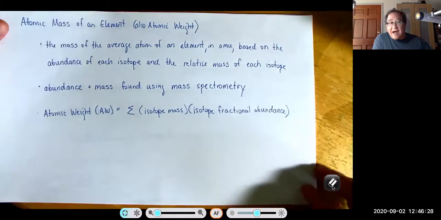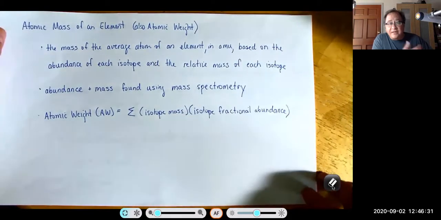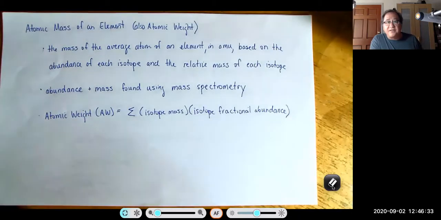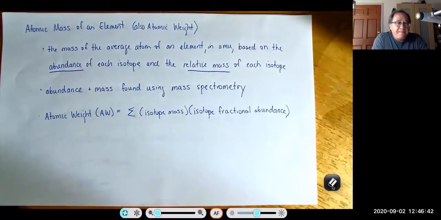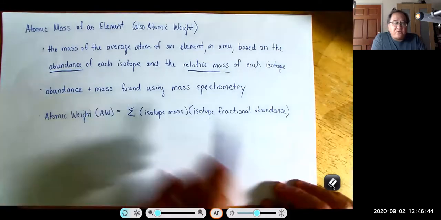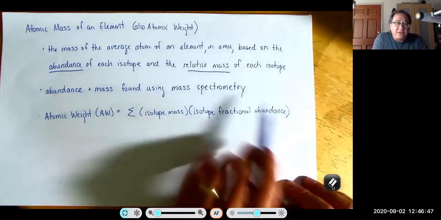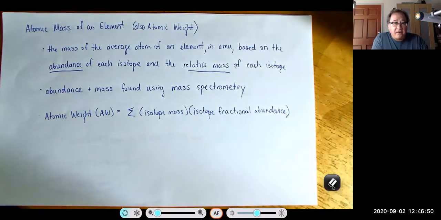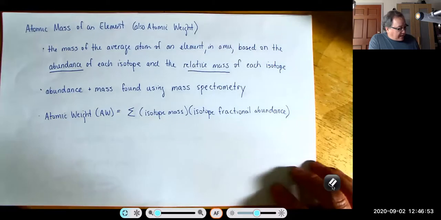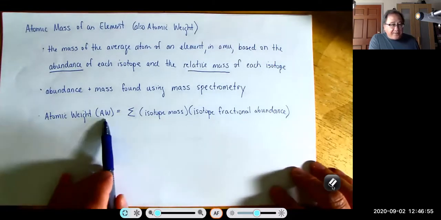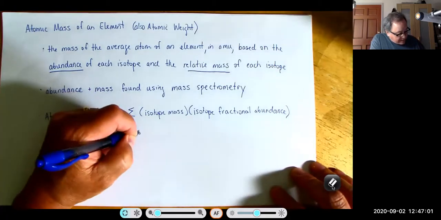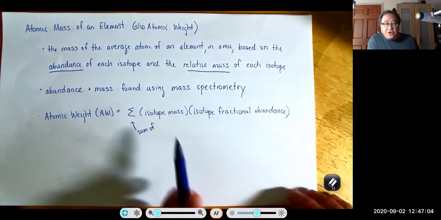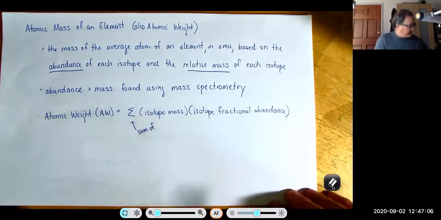This is the mass of your average atom of an element, in amu, based on the abundance of each isotope and the relative mass of each isotope. So that means you need the relative mass of each isotope and you need the abundance to be able to do this. The abundance and mass are found using mass spectrometry, and we'll be talking a little bit more about mass spectrometry in a lab next week. The average weight, or the atomic weight, I should say, of an element is the sum of the isotope mass times its fractional abundance.